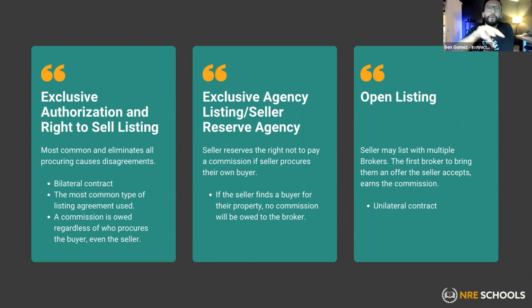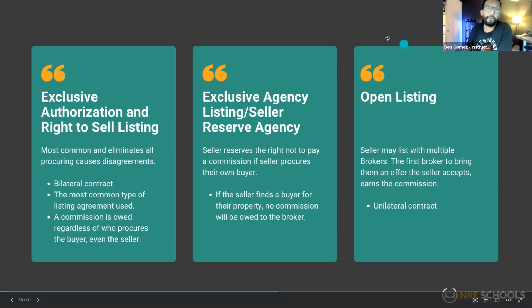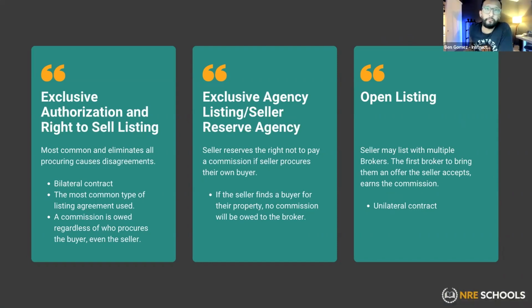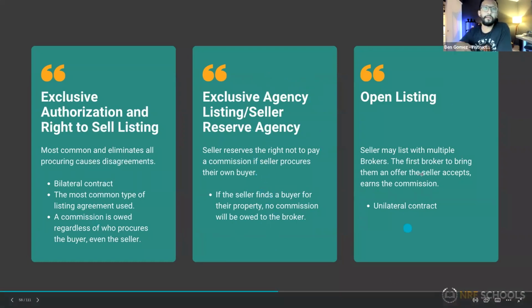So she can list it with multiple brokers. Multiple brokers, whoever brings her a buyer, she pays. What happens with this open listing if Carla, the seller, finds her own buyer? Does she owe anybody a commission? She doesn't. It's open. Exclusive authorization and right to sell listing: you're going to pay me no matter what. Only if I bring the buyer, you're listing it only with me. An open listing, anybody can.